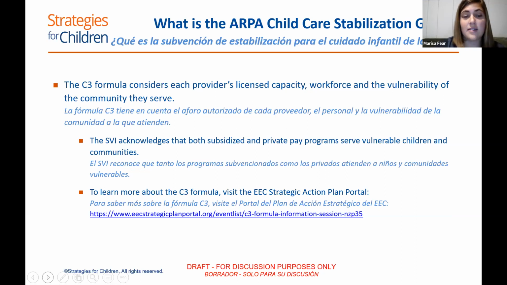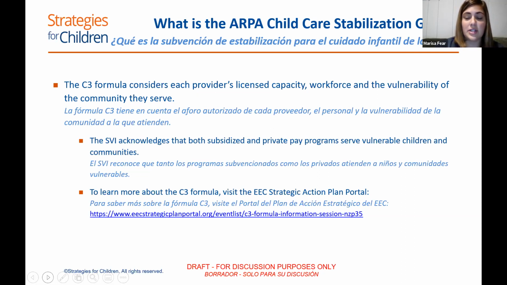But I want to acknowledge that the Social Vulnerability Index is acknowledging that both subsidized and private pay programs serve vulnerable children and communities, that just using the subsidy system wouldn't be an accurate marker of that. And so the department is using subsidy enrollment as well as the Social Vulnerability Index to include both subsidized and private pay programs in that equity adjustment. So regardless of either of those, if you qualify for SVI or for the subsidy enrollment, you would be eligible for an equity adjustment.